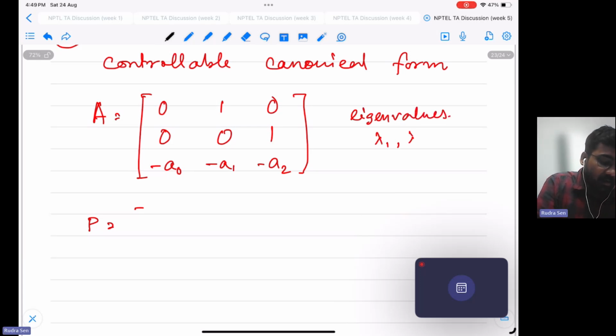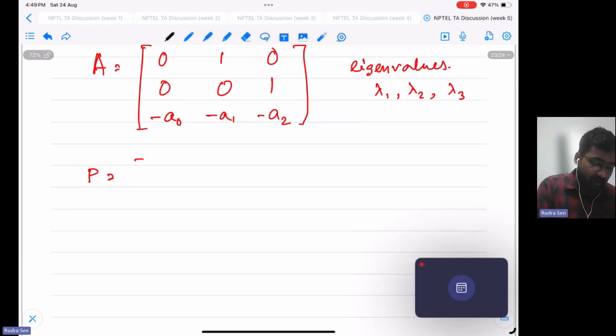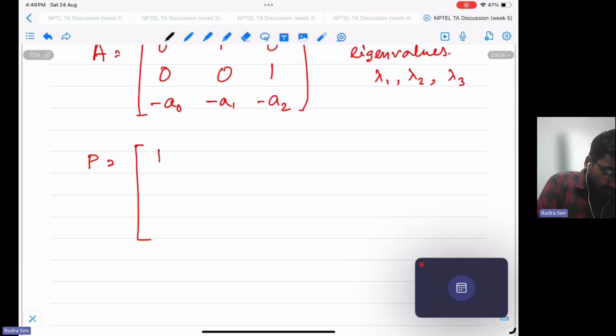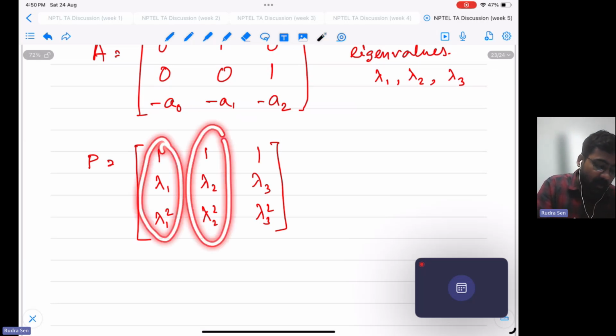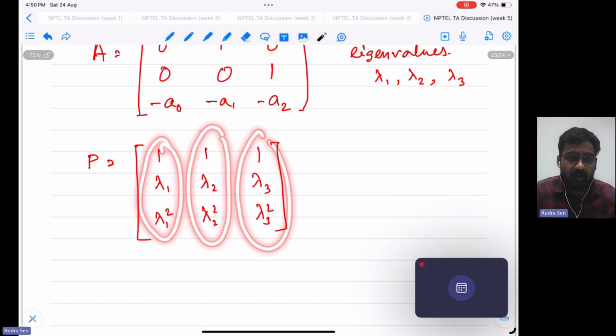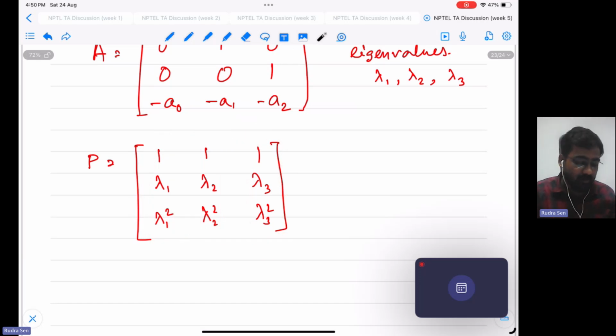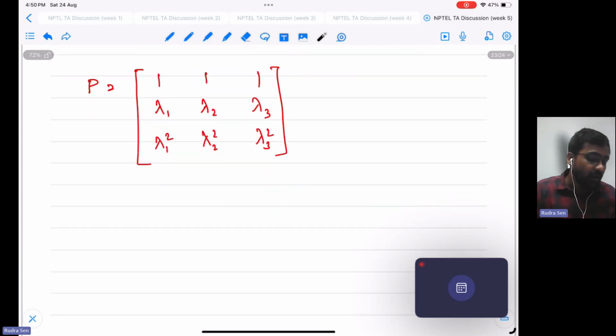Let's say lambda 1, lambda 2, and lambda 3. So it is very much easier. 1 by lambda 1, lambda 1 square, 1 by lambda 2, lambda 2 square, 1 by lambda 3, lambda 3 square. So in that way, this is one eigenvector, this is another eigenvector, and this is the third eigenvector, and you put them in the columns of this matrix. So it is easier to find out.